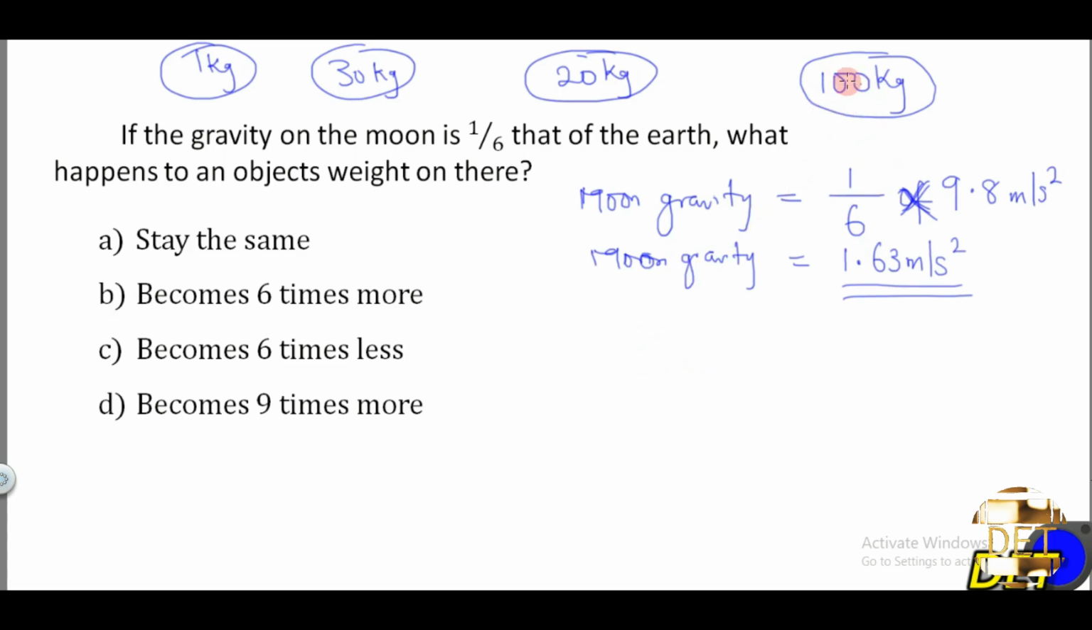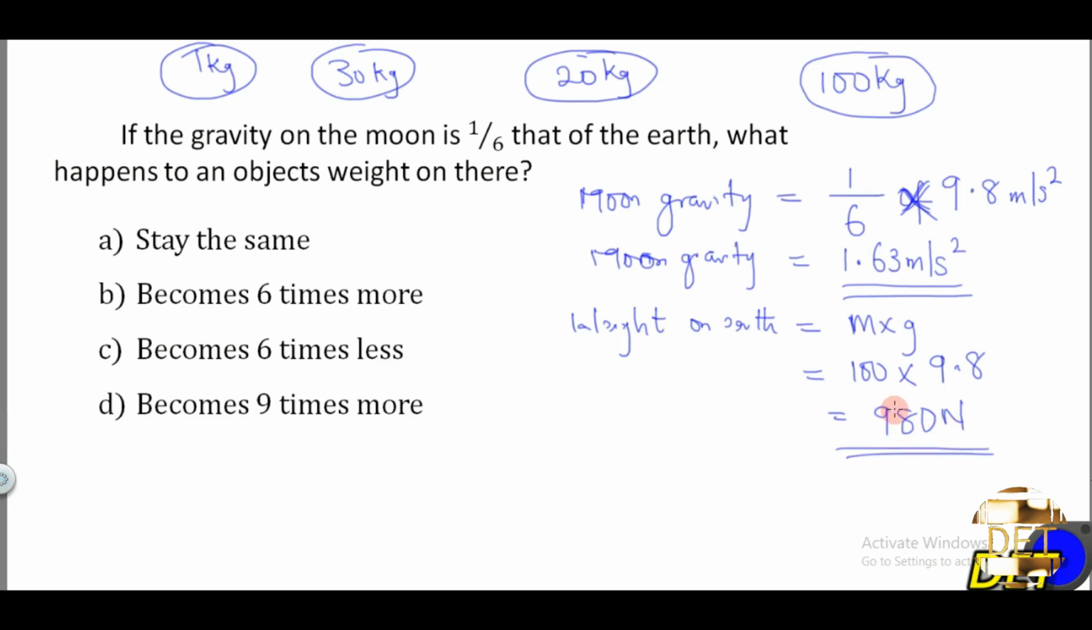So if the mass of the body is 100 kg, the weight on the earth will be equal to, formula for weight is mass times acceleration, right? So the weight on the earth will be equal to the mass, which is 100 kg, times the acceleration due to gravity, which is 9.8. So 100 times 9.8, that will be equal to 980 Newton, right? So this is the weight on the earth.